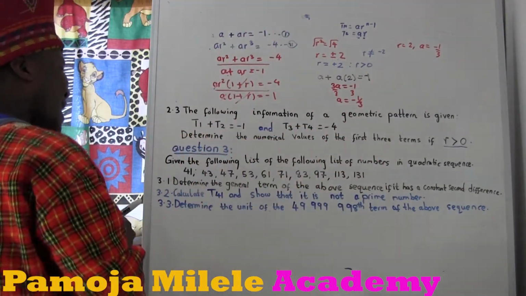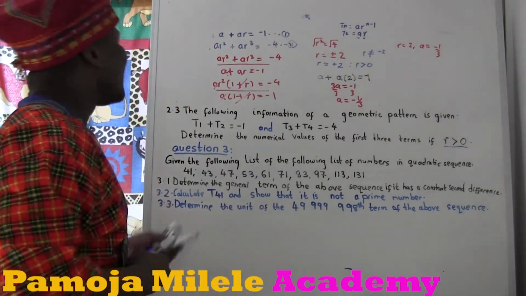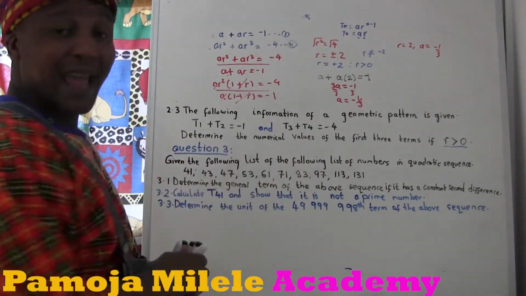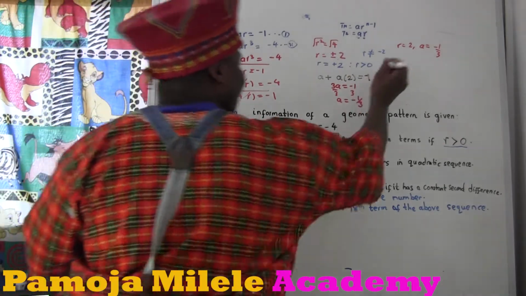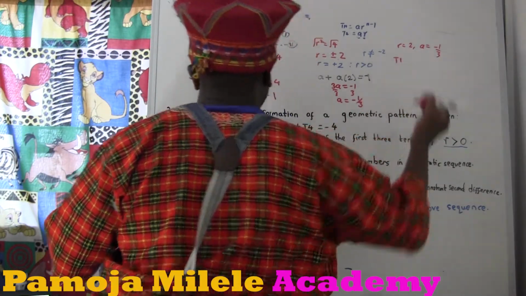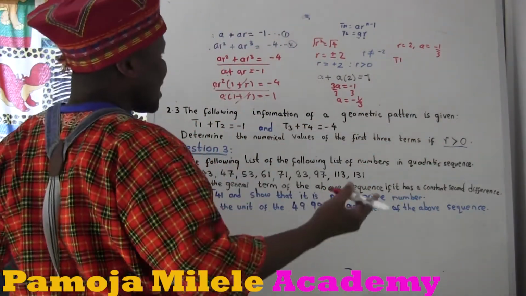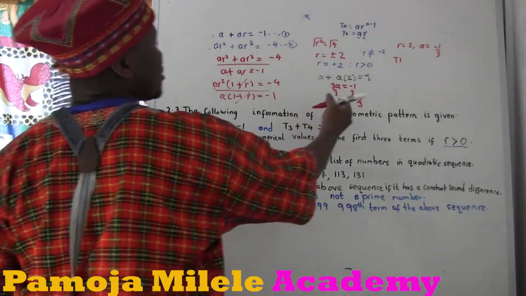Now they say calculate the first 3 terms. Okay, so T1 is equal to a. T1 always means the first term, meaning a. So our a equal to negative 1 over 3.